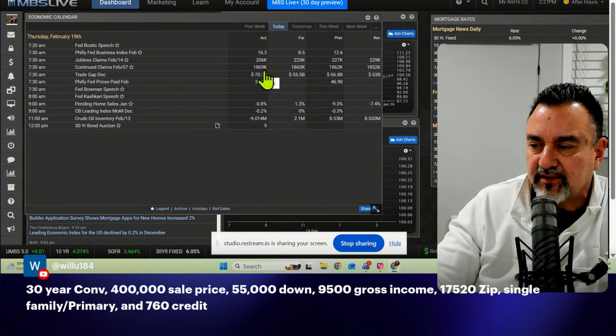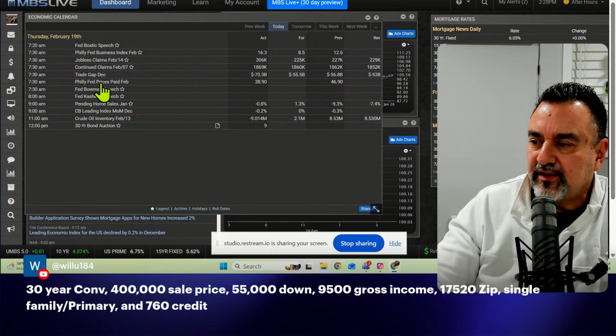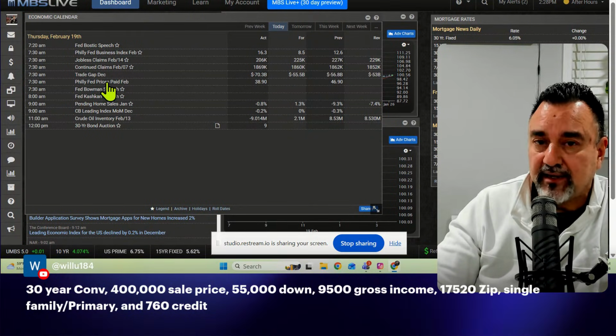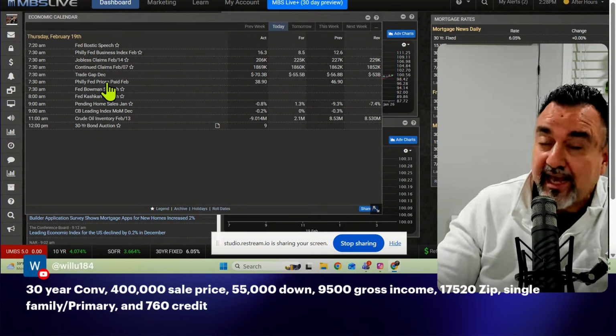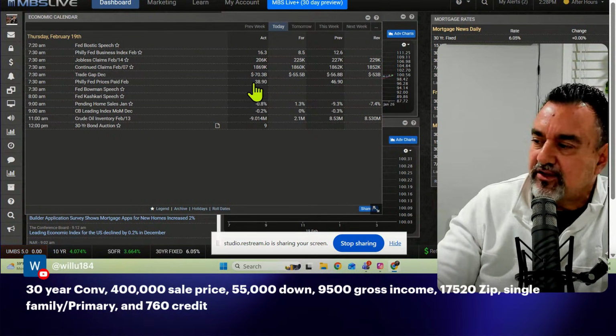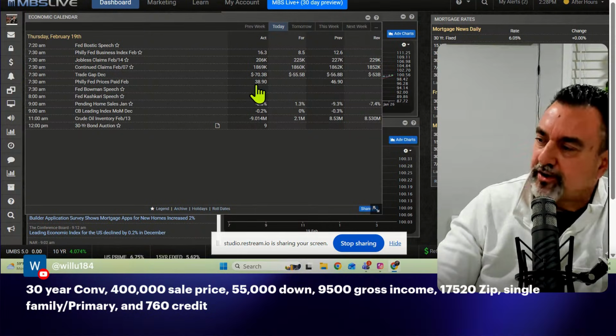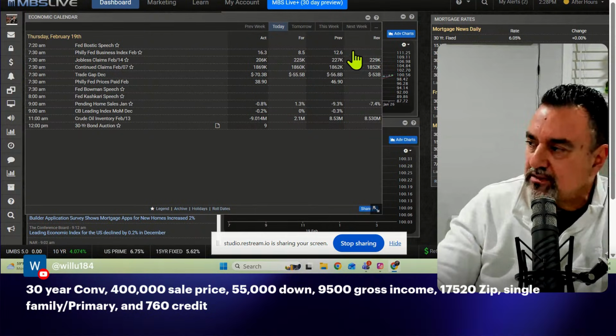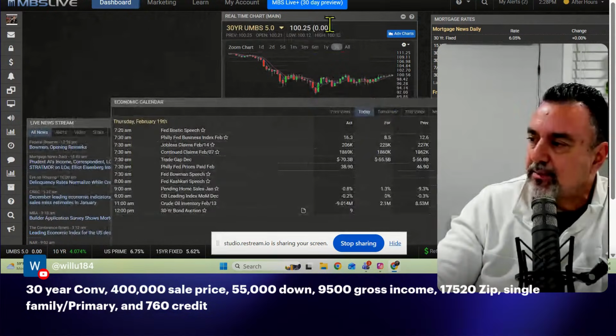Here's an interesting piece of the puzzle that came in this afternoon. Philly Fed prices paid. Think of that: how much prices we paid, aka inflation? 46 to 38. That's a pretty darn good number. So based on some of this, doesn't look like a bad day. Let's see what the bond market's doing.